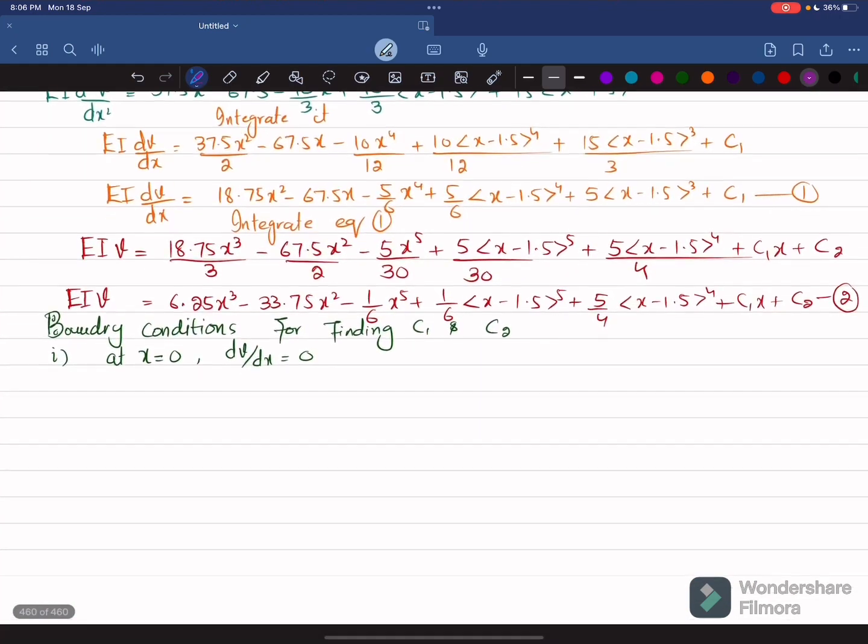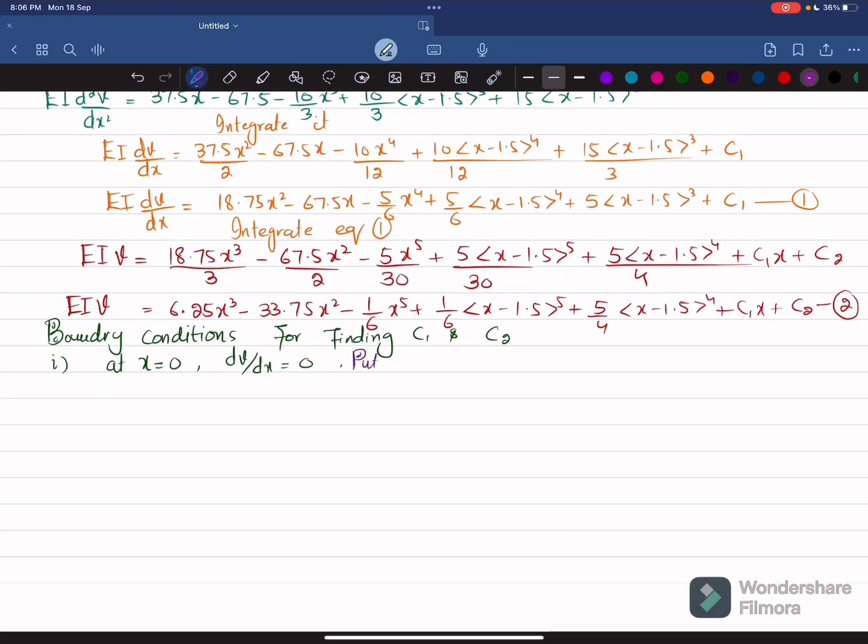So what we will do is we will put it in equation 1. So when you put it in equation 1, dV over dx is equal to 0, this term will be 0, x is 0, this term will be 0, this term will be 0, and 0 minus 1.5 is minus 1.5 power 4. So anything inside the Macaulay bracket which is negative will be considered as 0. So this will be 0 and this will also be 0. It means that C1 is equal to 0. So you will get C1 is equal to 0.